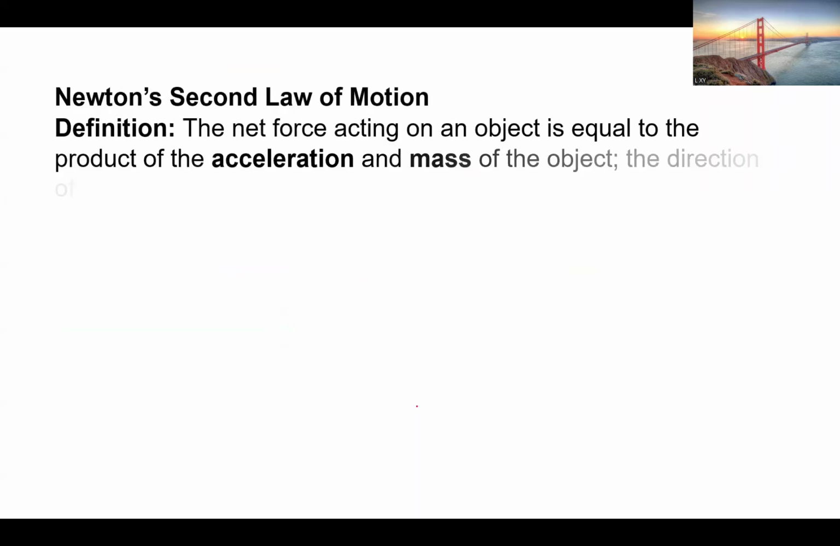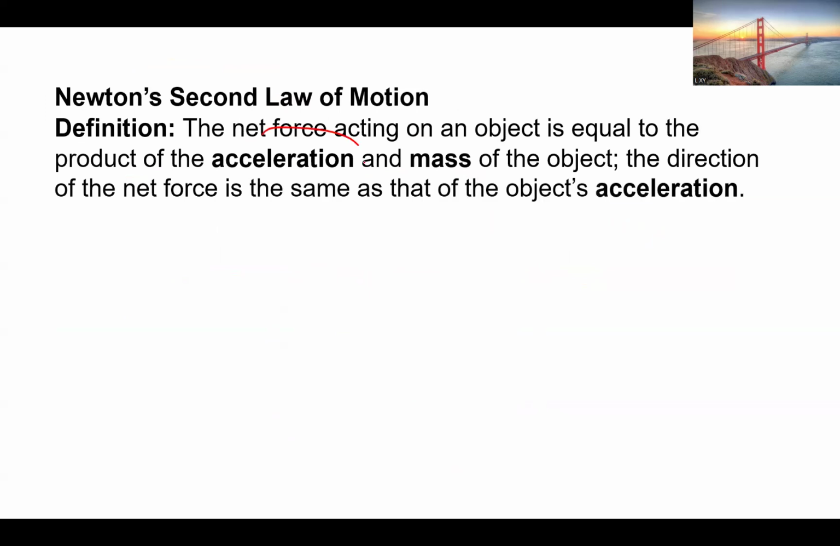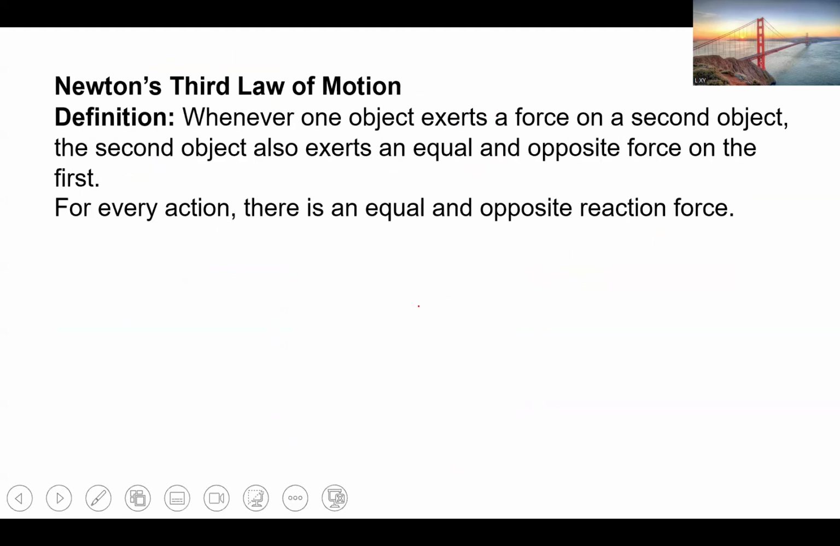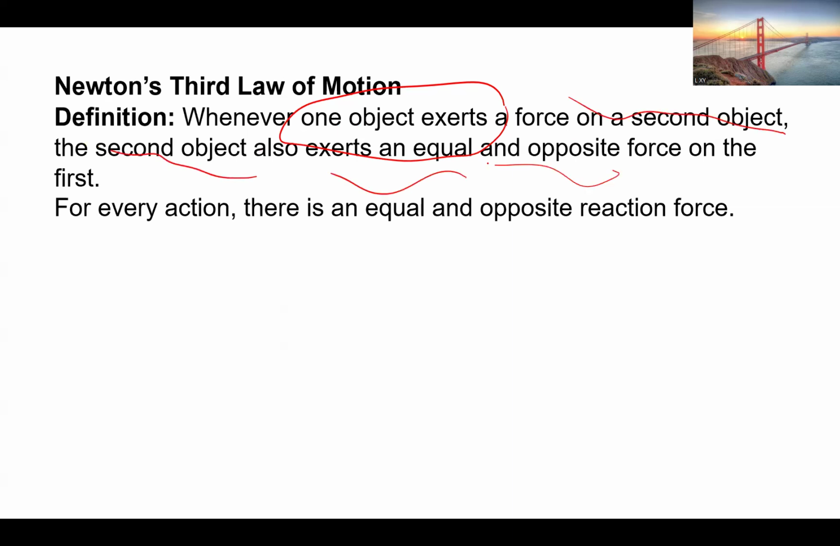Newton's second law of motion states that the force is related to the acceleration and mass of the object, and we can derive the formula such that the net force is equal to mass times acceleration. Newton's third law of motion states that whenever one object exerts a force on a second object, the second object also exerts an equal and opposite force on the first. For every action, there's an equal and opposite reaction force. We'll be going through some problems later on so that you can understand Newton's laws of motion. But for now, let's move on to the other topics.